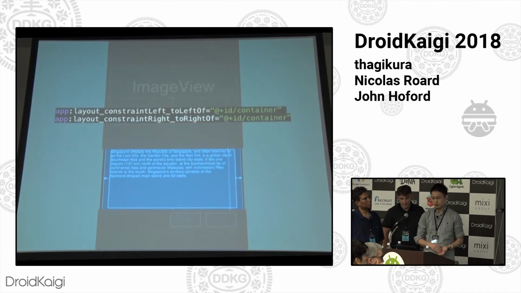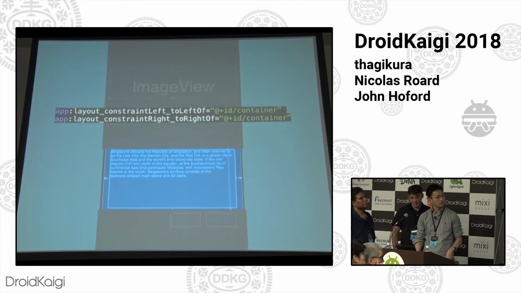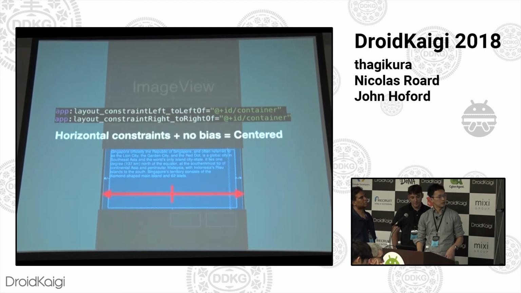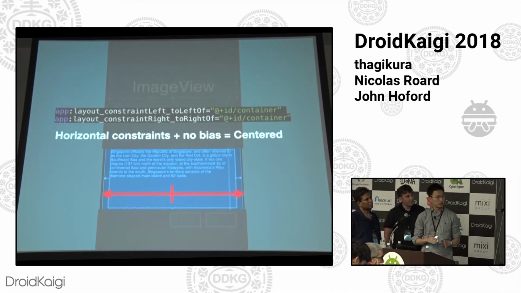Or if you look at the bottom, there is a text view that is centered horizontally. In the horizontal direction, there are two constraints that are connected to its parent, with no bias. With no bias, it means it is centered horizontally.